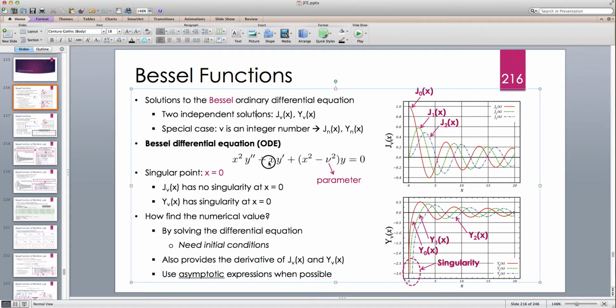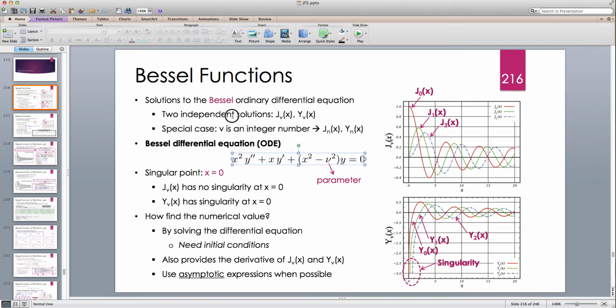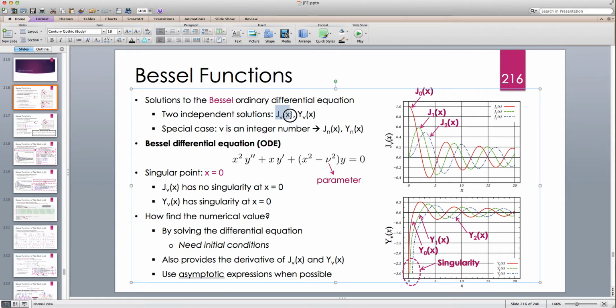Obviously this is a second order differential equation, so it must have two linearly independent solutions, and we call them J nu of x and Y nu of x. Y nu sometimes is called the Weber function or Neumann function, and J nu is called the Bessel function of the first kind. Y nu is called the Bessel function of the second kind. Y nu is sometimes also denoted by N sub nu, but here I'm using the notation Y sub nu.